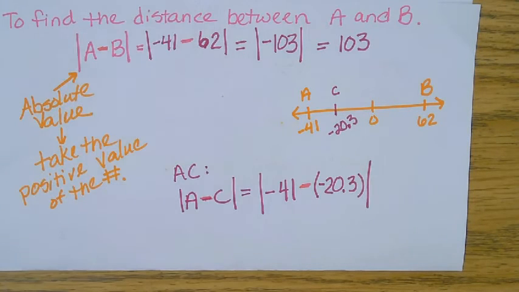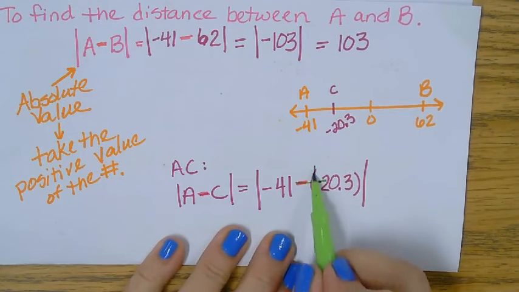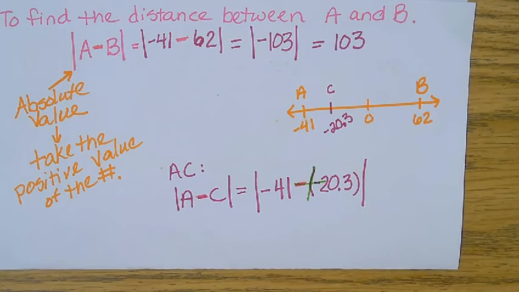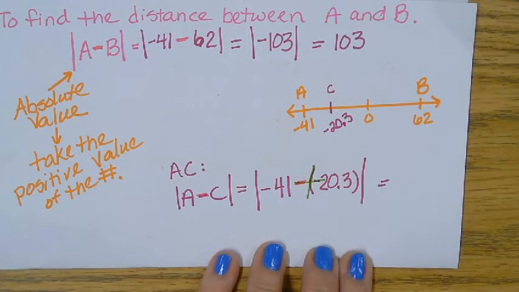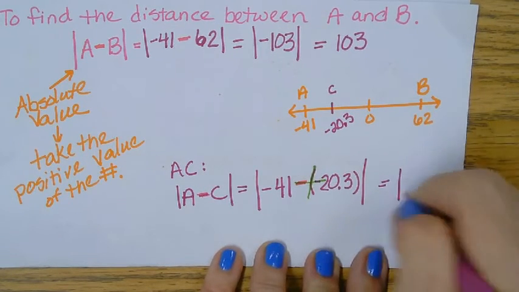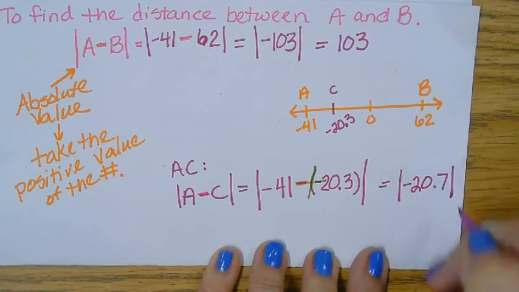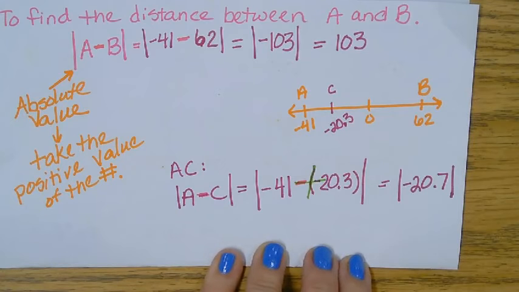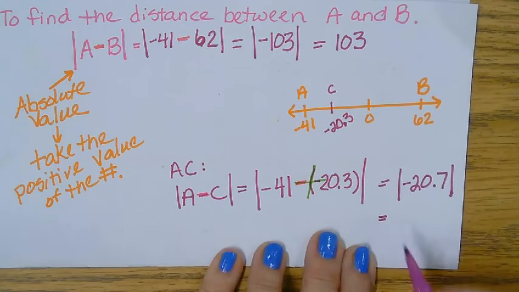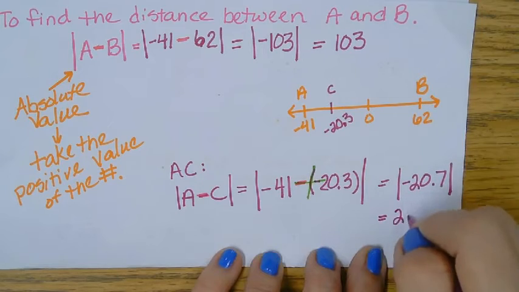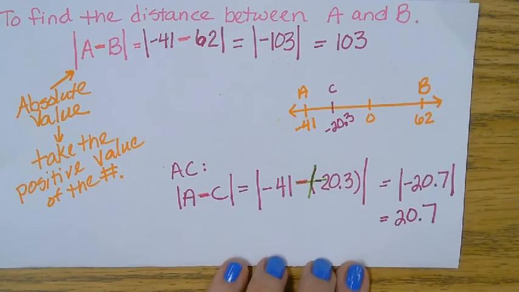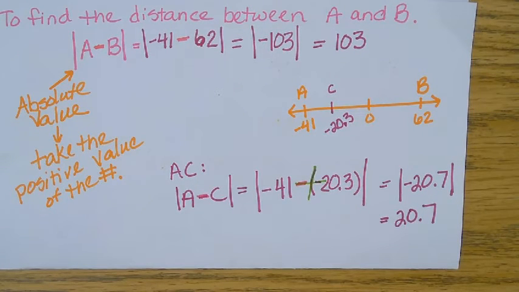But now what happens? Double negatives changes to addition, right? Adding the opposite. So what do we get there? Negative 20.7? Is that what you got? Finish it up. The length of segment AC is going to be 20.7.